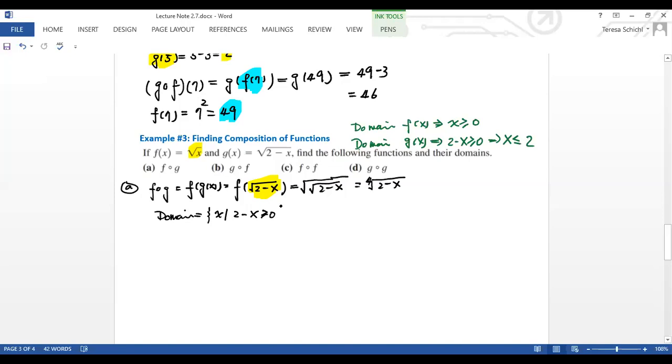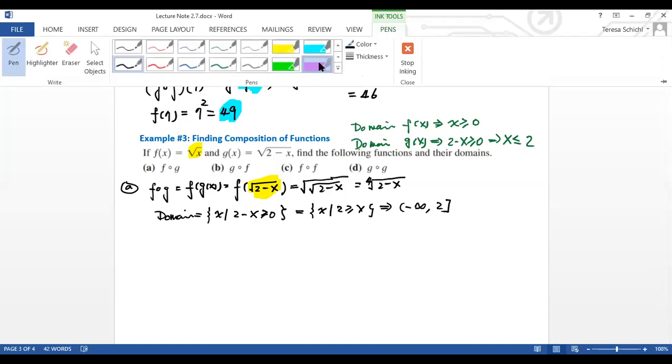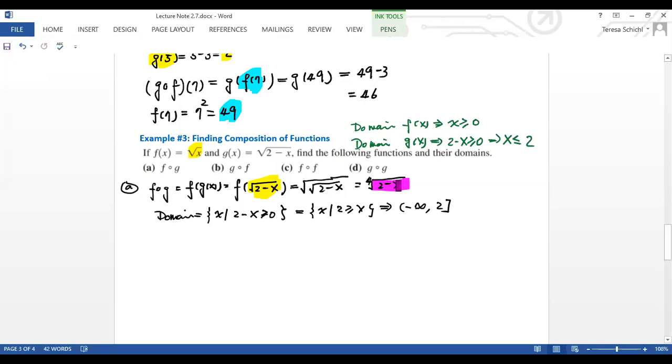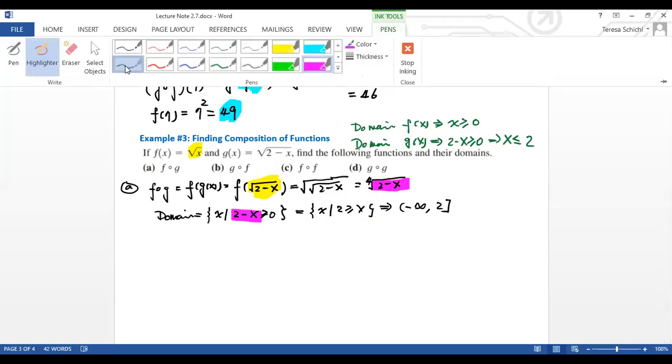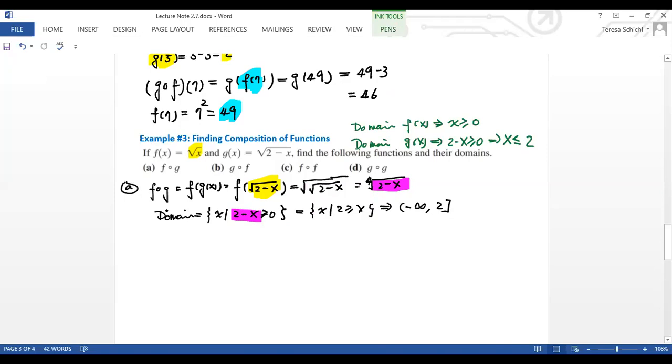So that means, what is the domain here? That means 2 is greater than or equal to x, right? So that means it's from negative infinity to 2, right? Because this is the final function. Inside f composed with g, because this is an even root, I need to say it's greater than or equal to. Okay, now let's take a look at the next one.